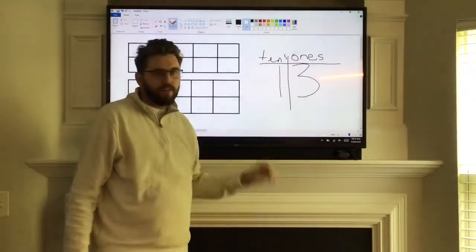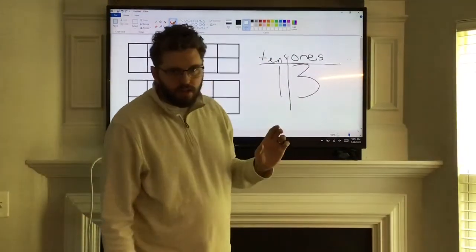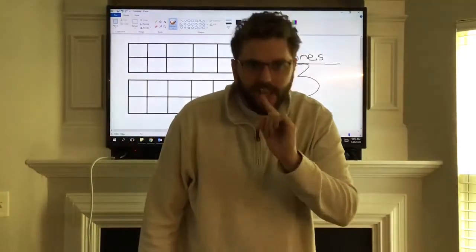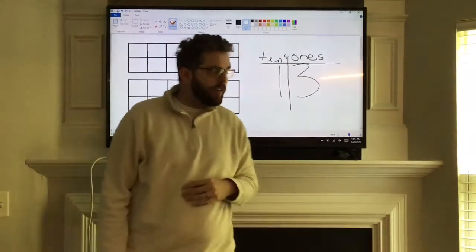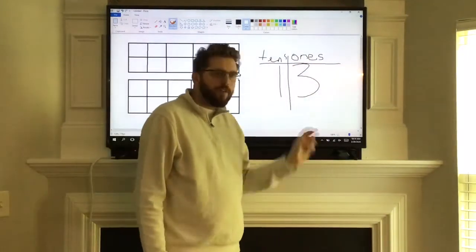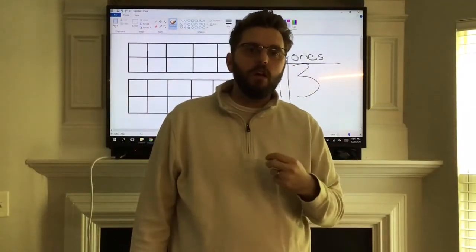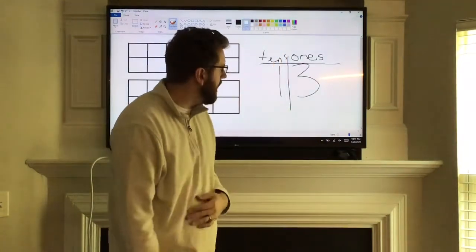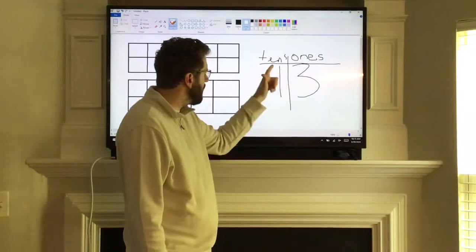Tens and 1s. Now, as you can see, we have 1 10. So think about that. If we have 1 10, how many do we have? 10. That's right. We have 10. This 1 represents 10. And if we have 3 1s, how many do we have? 3. That's right. We have our 10s and our 1s. We have 1 10, 3 1s.